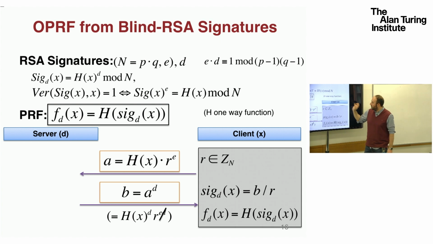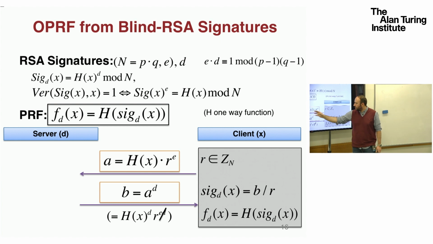So now I want to compute this PRF obliviously over value x. What do I do? I first compute a hash, and then I multiply by some random value exponentiated with the public exponent e. And the server is going to sign this value, raising it to the power d, blindly, because this value does not reveal anything about x. Okay, so this operation essentially encrypts x. That's why it's called a blind signature.